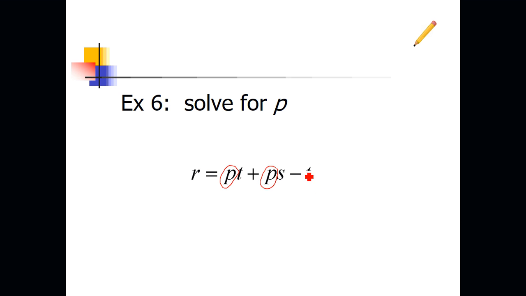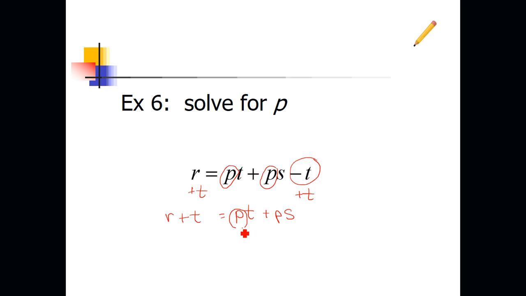So this one's going to be a little bit trickier for us to maneuver through. But the first thing I would do, noticing that the p's are in both of these terms, I would add this t over. He doesn't have anything to do with these terms that include p. So let's add t to both sides. So on this side we get r plus t, and here we have pt plus ps.